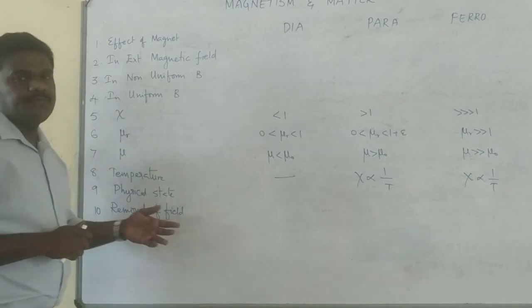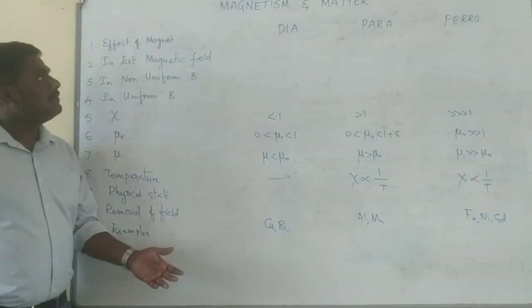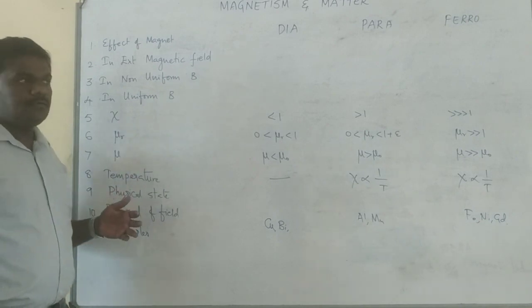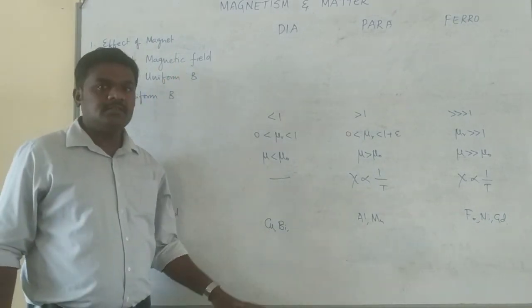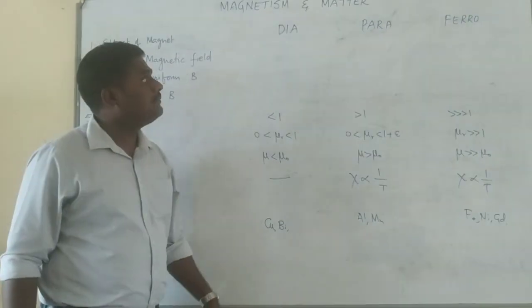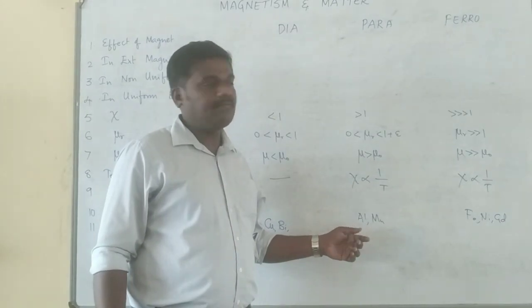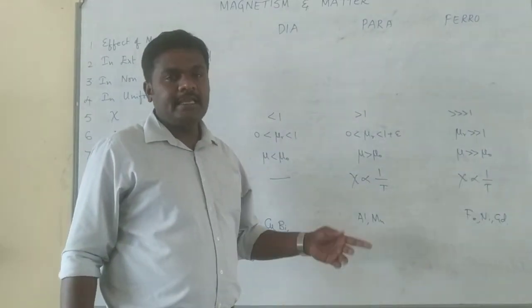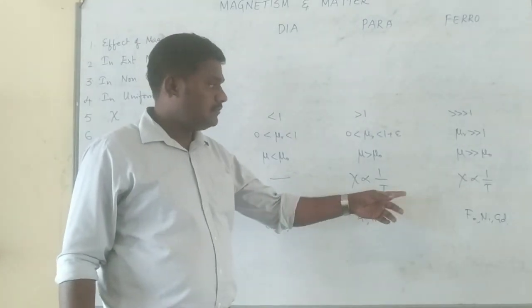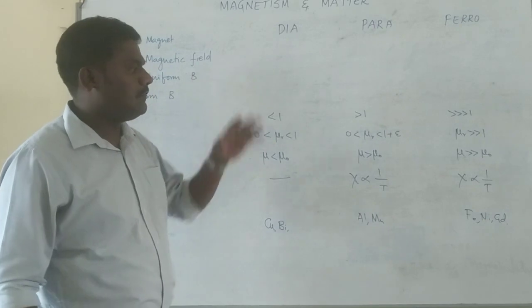Coming to the examples of dia, para and ferro. In the case of dia, you can take copper, bismuth, lead and others as examples. In the case of para, you can take aluminum, manganese, etc. And for ferromagnets, you can take iron, nickel, cobalt, gadolinium, and a material called alnico. These are the best examples of ferromagnets.